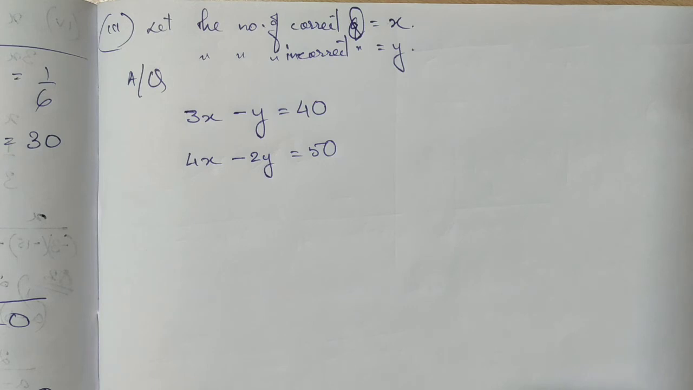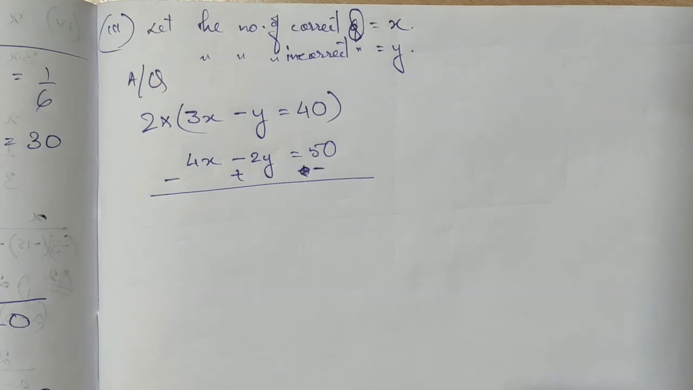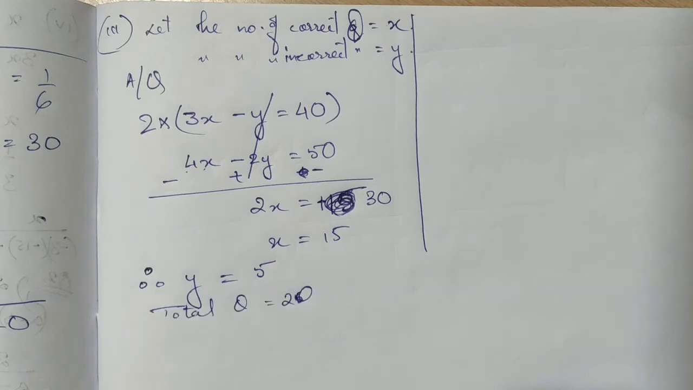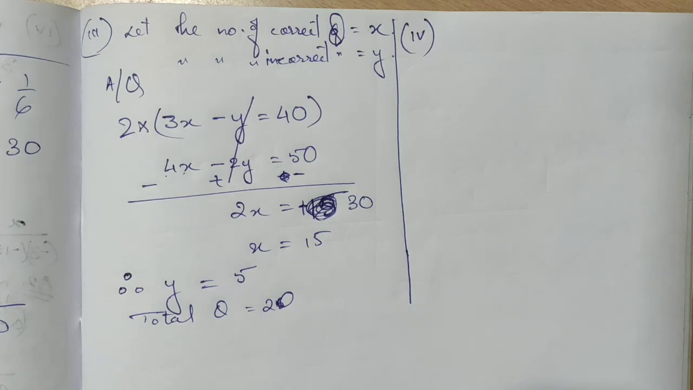So these are our 2 equations. I will be applying elimination here. Subtracting for y, we will get the value of x to be 15. So there were 15 correct questions, and therefore y is equal to 5. Understood? So the total number of questions is 20, assuming that she has attempted all of them. Okay, now let us go for the next question.